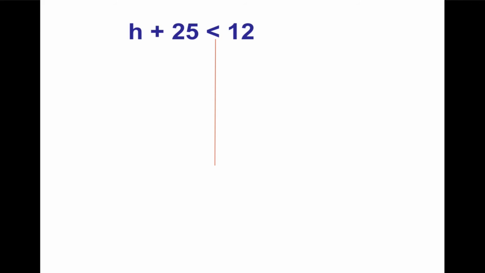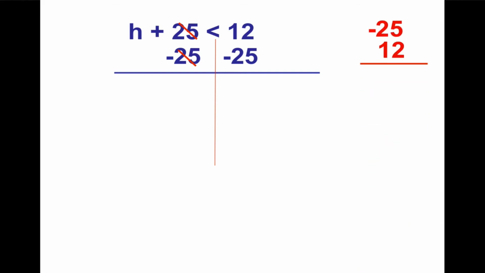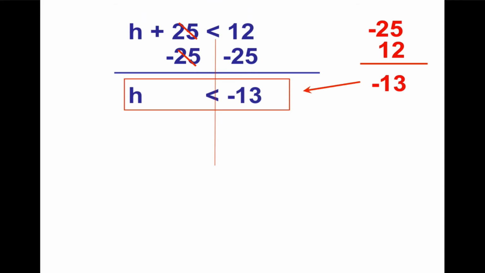25. To get rid of plus 25, we use the inverse operation, minus 25 on both sides. On the side with h, we have plus 25 and minus 25. They're going to cancel, and so we get h by itself, and on the other side we have 12 minus 25. So I like to flip it and put the negative 25 on top. That way I can borrow if need be. 5 minus 2 is 3, 2 minus 1 is 1, so I have negative 13, and that goes as the answer. So h is less than negative 13 is the solution.